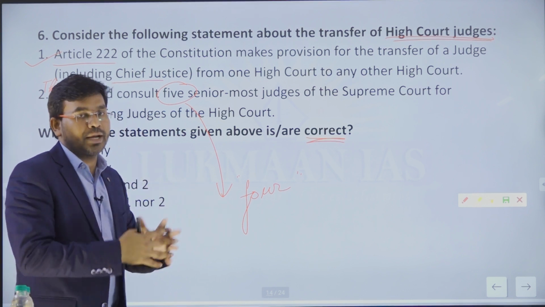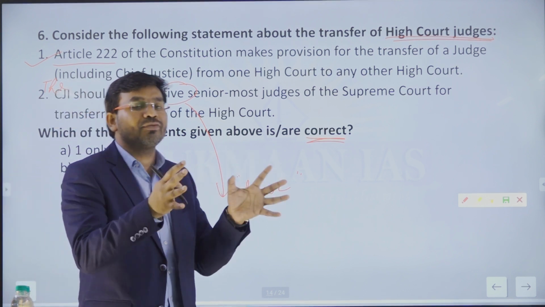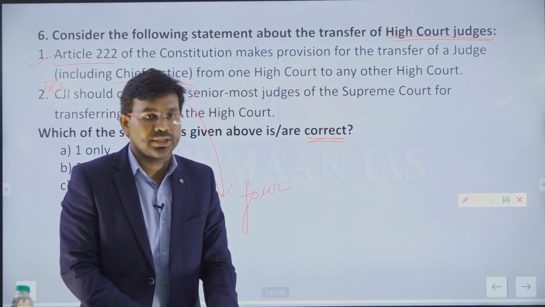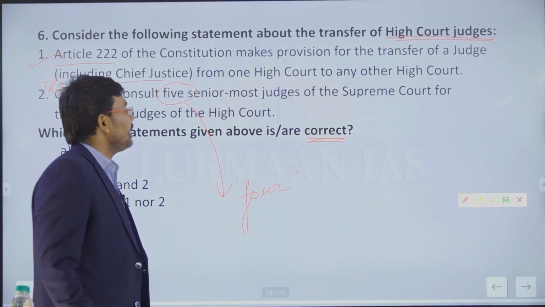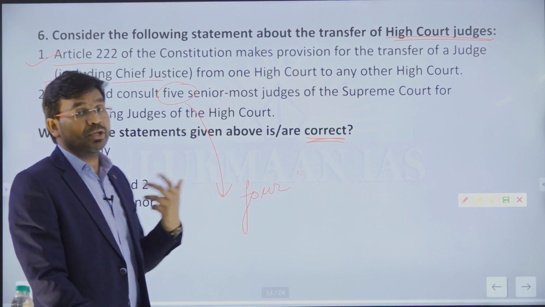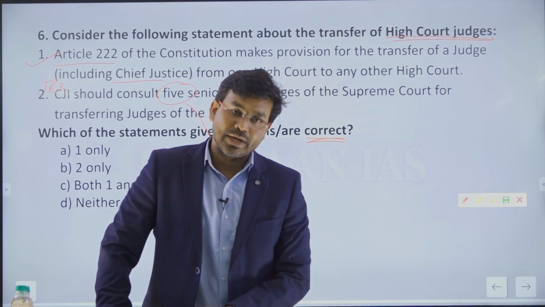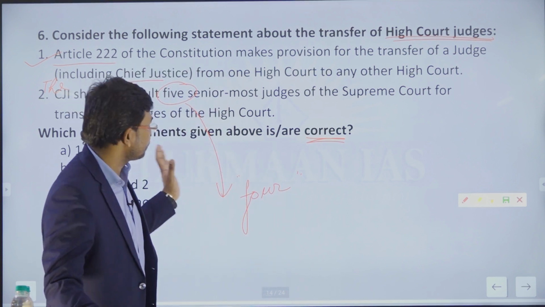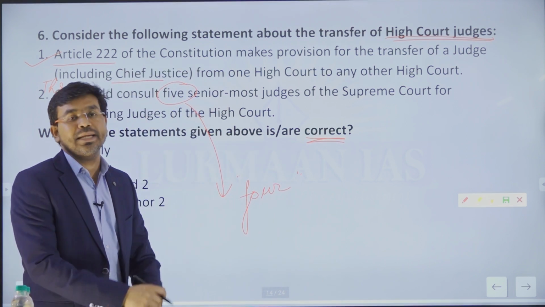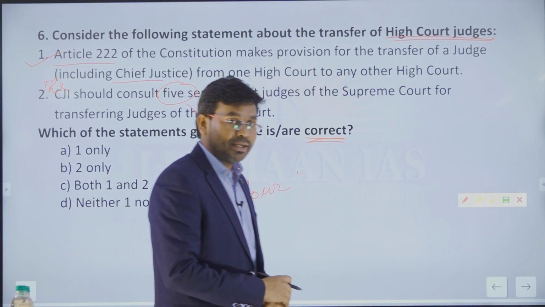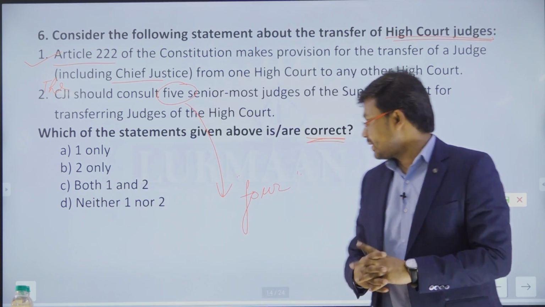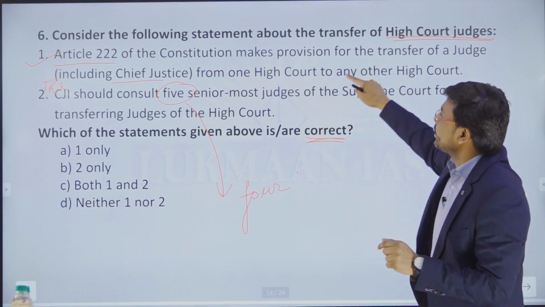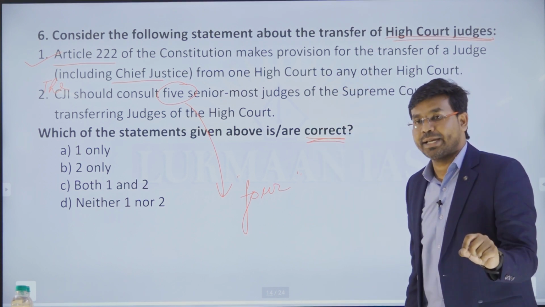So the collegium should be of 5 people: the Chief Justice of India and 4 other senior most judges of the Supreme Court of India. Whenever they want to transfer judges of the High Court, including the Chief Justice of High Court, there is a proper mechanism for doing this. I'm not going into the mechanism because it will make the video a long video. If you go through Article 222, you will understand the mechanism.